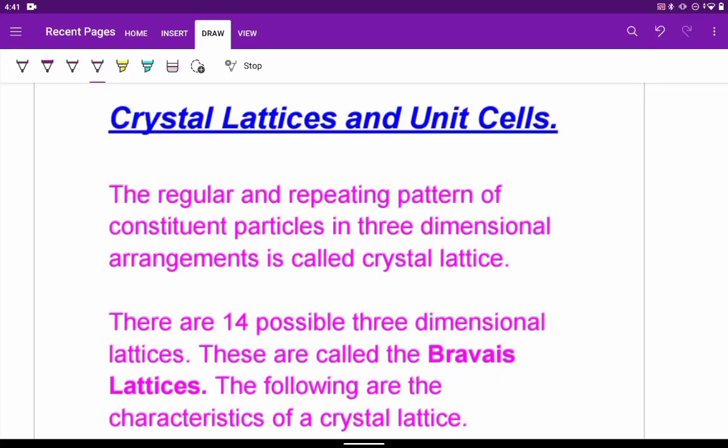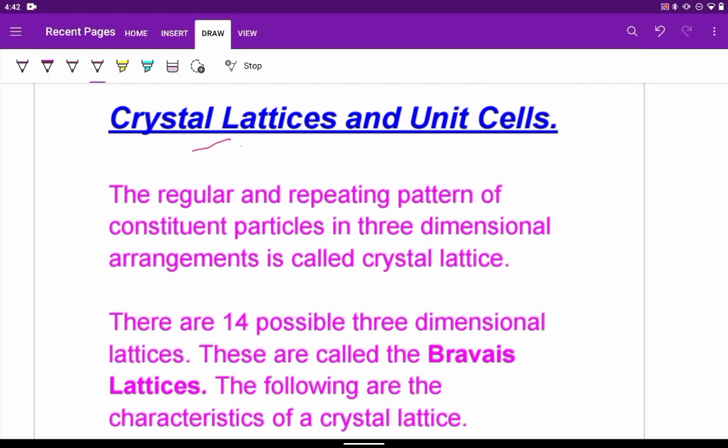Today we will deal with the topic crystal lattices and unit cells. First of all, we need to understand what a crystal lattice is. A crystal lattice is a regular three-dimensional arrangement of identical points. The points are all identical, and they represent how the particles, which may be atoms, ions or molecules of a crystal, are structured. This is a crystal lattice.